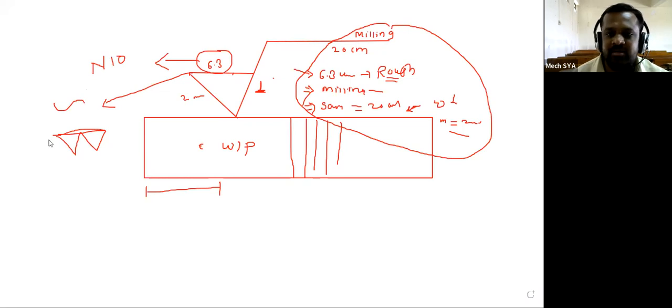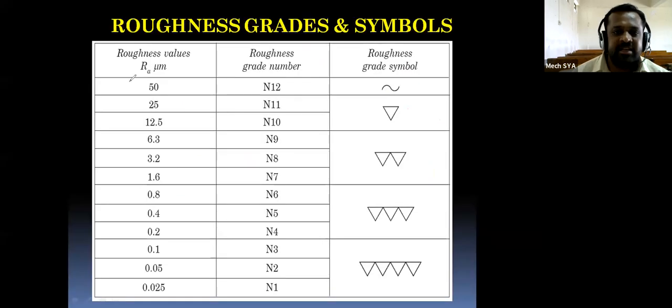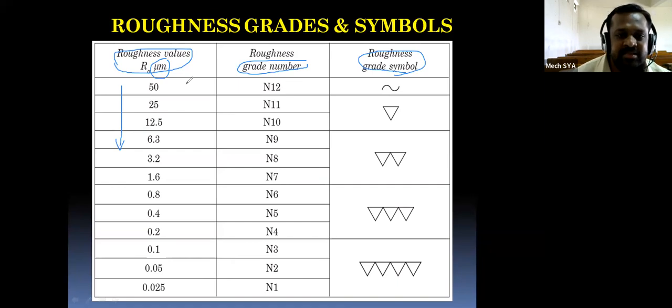Now see here, the first column indicates the surface roughness value. Again it will indicate the grade and the grade symbol. Now see, these are the surface roughness values. You have to remember that surface roughness is measured in microns. These are the surface roughness values, and they start from 50.